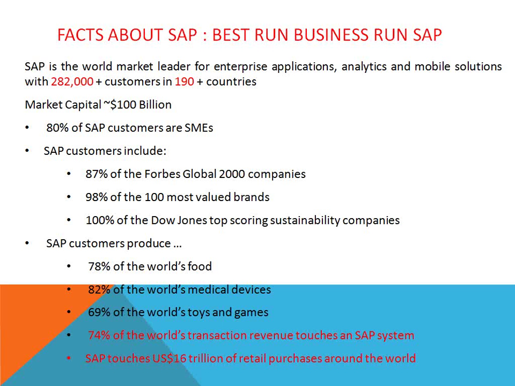This is 1 year back statistics. So 100% of the Dow Jones top scoring sustainability companies are there. SAP customers produce 78% of world food, 82% of the world's medical devices, 69% of the world's toys and games, 74% of the world's transaction revenue touches an SAP system, because SAP has bought lots of other brands from pretty much all across, and they have directly integrated with SAP. SAP touches US 16 trillion of retail purchases around the world.